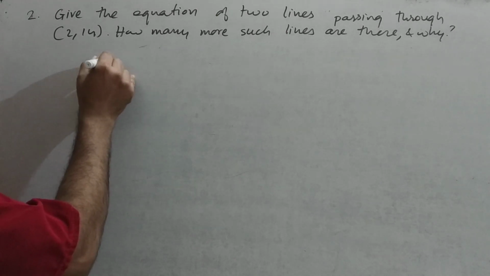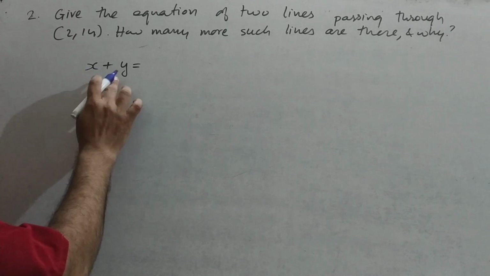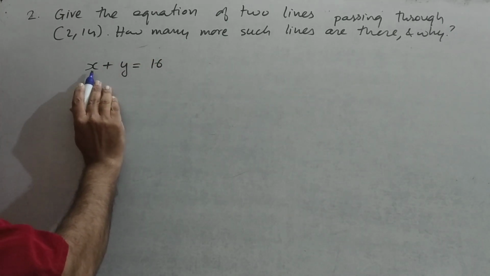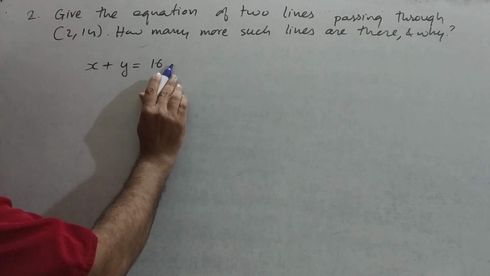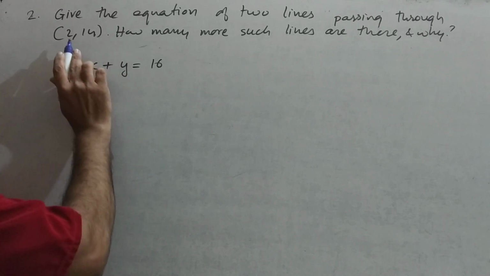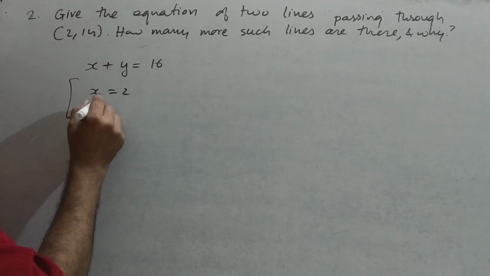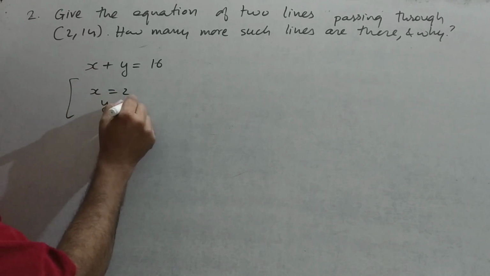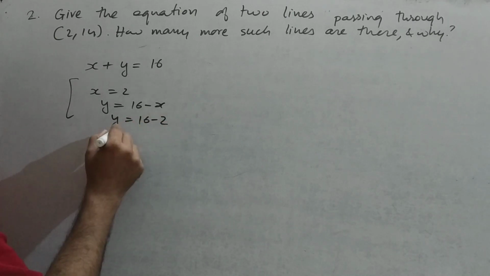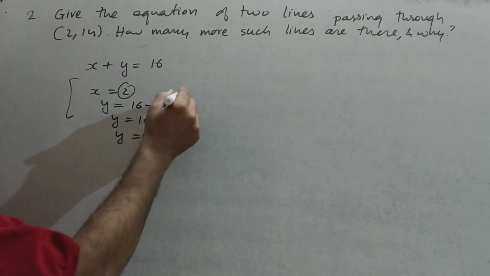Suppose x + y = 16. If x = 2, then y = 16 - x, so y = 16 - 2, so y = 14. So that is x = 2, y = 14, and it should satisfy this.